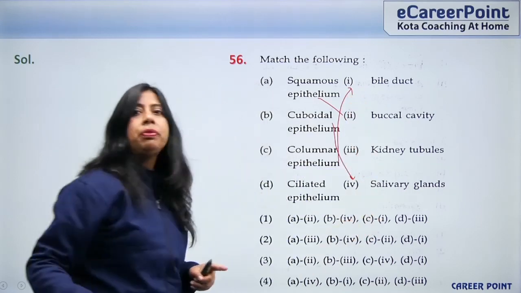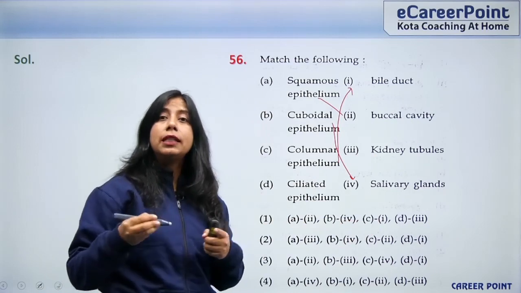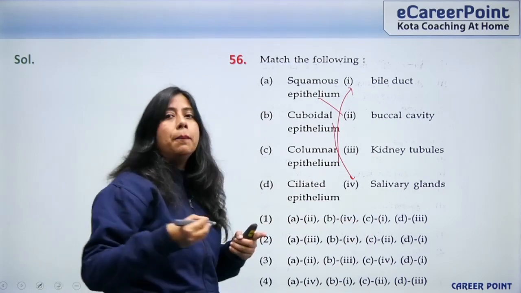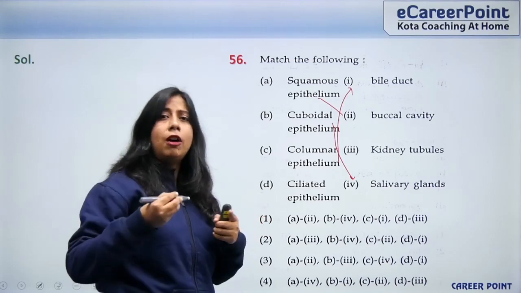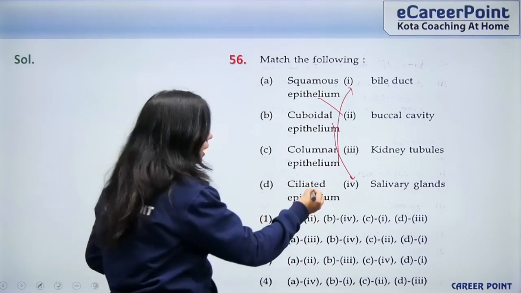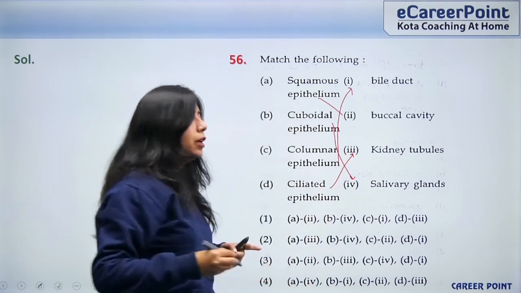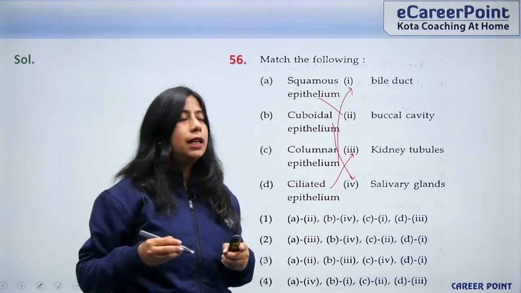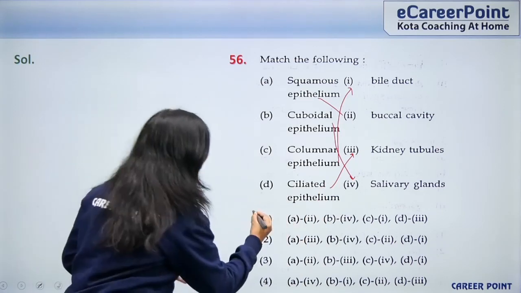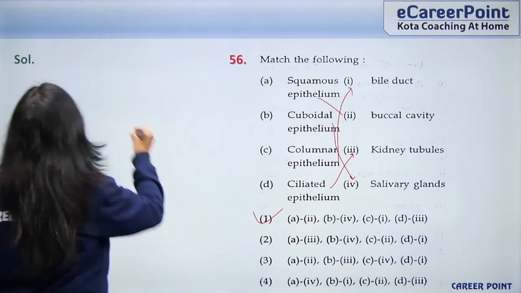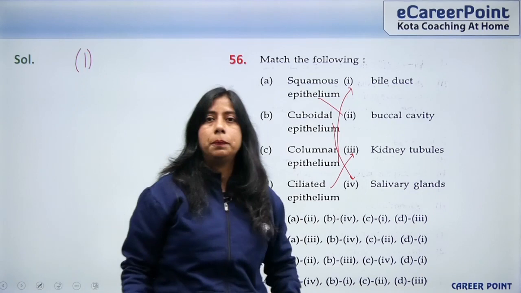So C1, and the fourth one is ciliated epithelium, which helps in the movement of any substances, mucus or ovum or sperm or any kind of other substances. So here ciliated epithelium is related to the third option, that is kidney tubule. So if we see, all the options are going correct with the first one. So here the answer 1 is the correct answer.